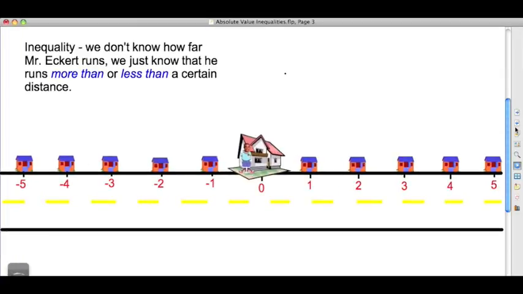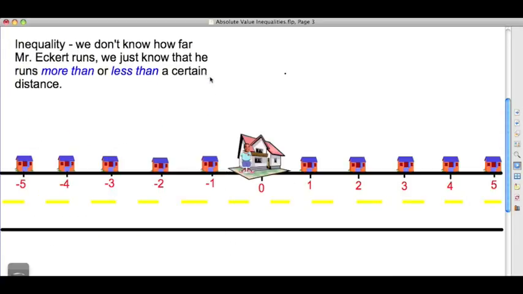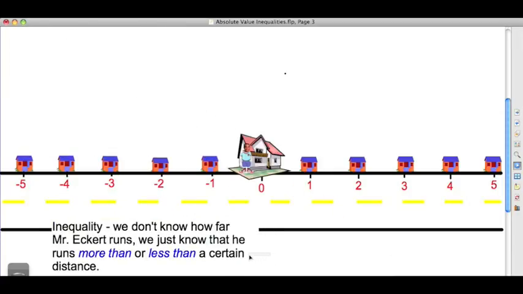And this is how an inequality is different. With an inequality, we don't know how far I run. We just know that I run more than or less than a certain distance. Okay? We don't know exactly how far, but we know that I'm running more than or less than a certain distance. And let's take a look and see how that works.